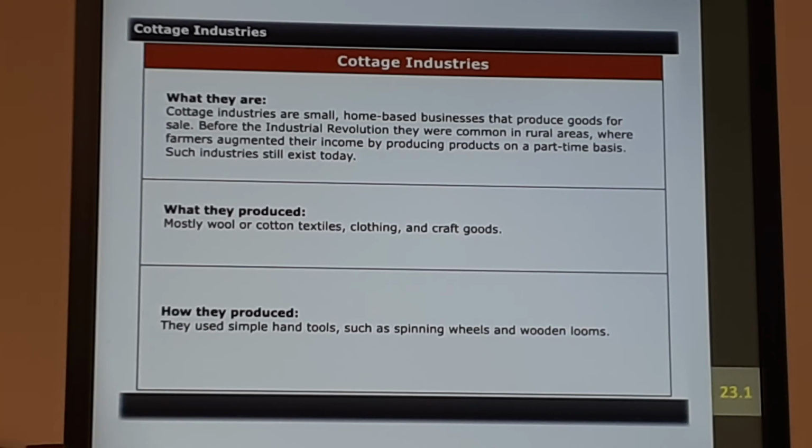Back then, what they produced was mostly wool, cotton textiles, clothing, and craft goods, sometimes furniture. How are they produced? They use simple hand tools such as spinning wheels and wooden looms. And that should serve as an introduction to this chapter on the Industrial Revolution.